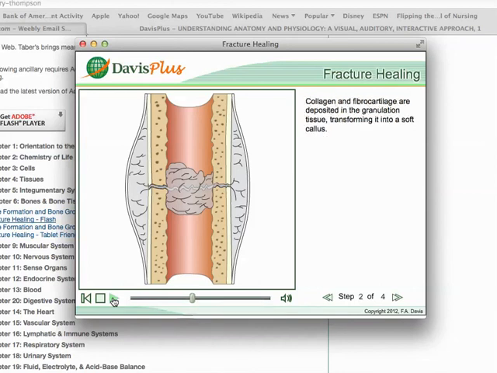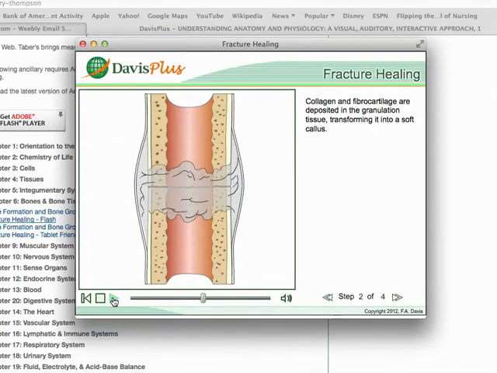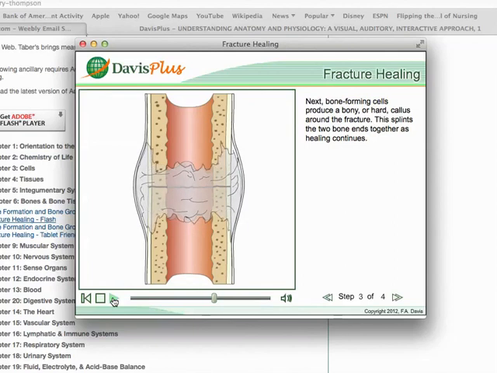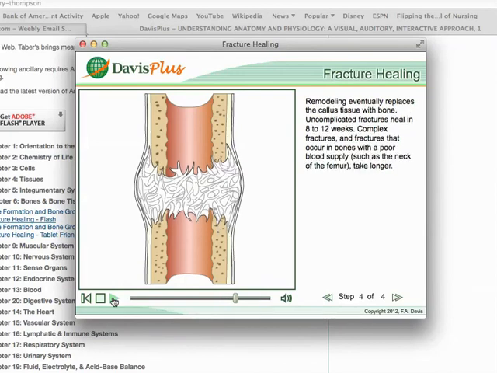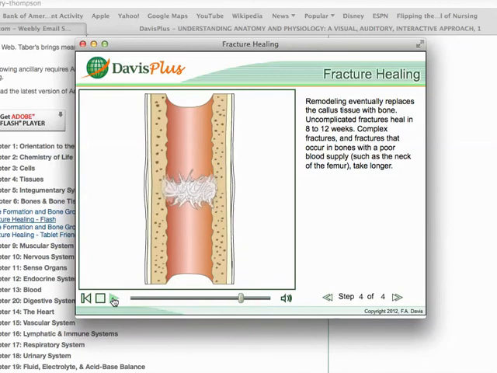Collagen and fibrocartilage are deposited in the granulation tissue, transforming it into a soft callus. Next, bone-forming cells produce a bony or hard callus around the fracture. This splints the two bone ends together as healing continues. Remodeling eventually replaces the callus tissue with bone. Uncomplicated fractures heal in 8 to 12 weeks.